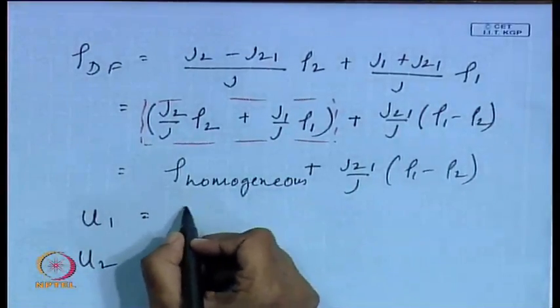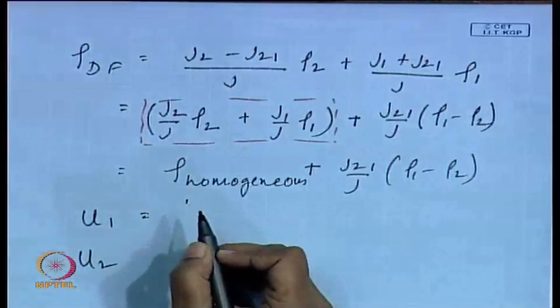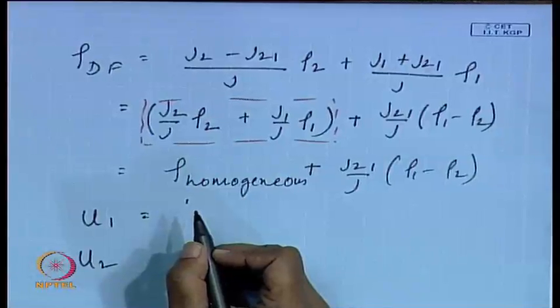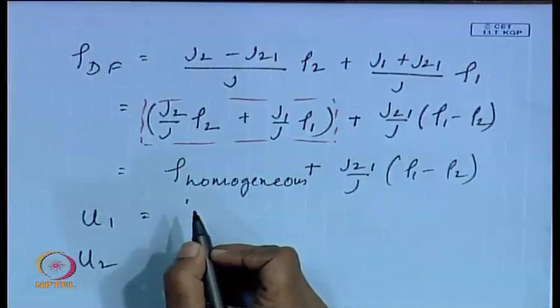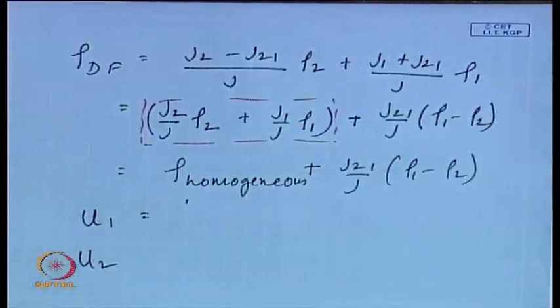u1 is equal to, how to express u1? Q1 by A1, or in other words in terms of j, very true, W by rho 1 A1, in terms of j, because we want to express it in such a way that we can compare the u1 we have obtained from drift flux with the u1 that we have obtained from the homogeneous flow theory.